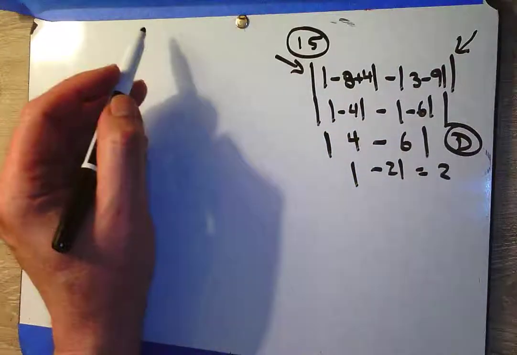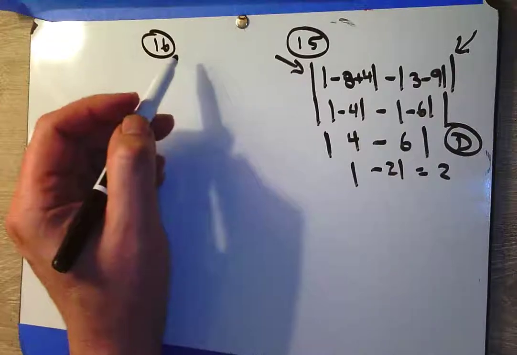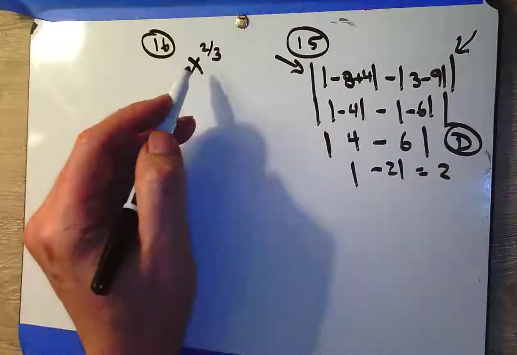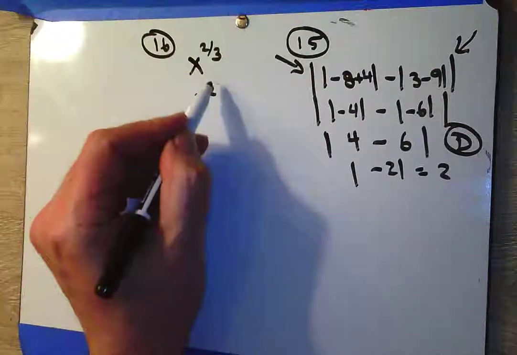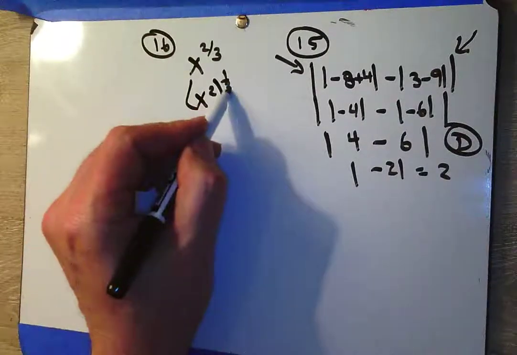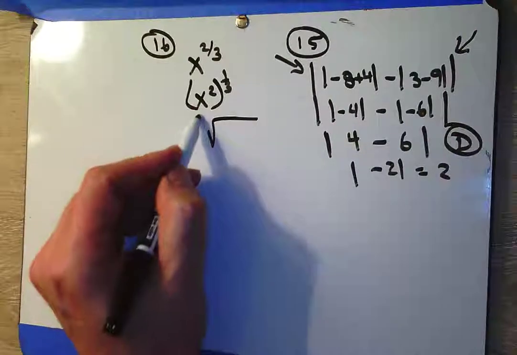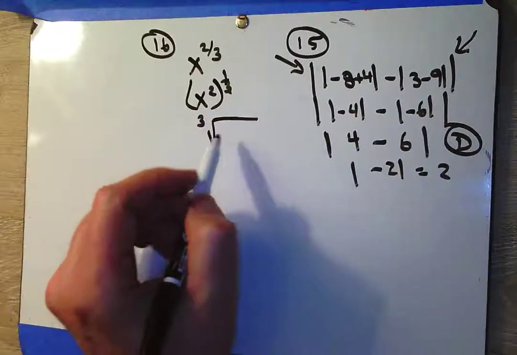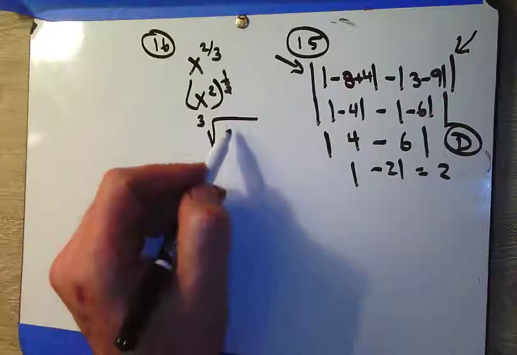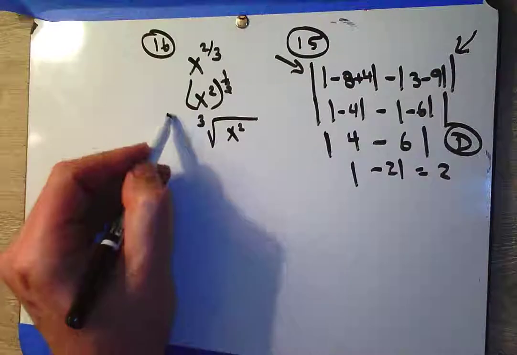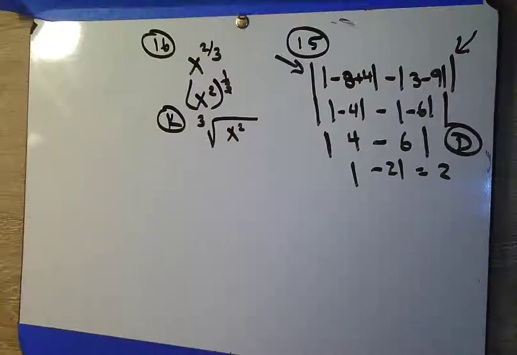Okay, which of the following expressions is equivalent for number 16 to x to the 2/3? Well, that's the same thing as x squared to the 1/3, and that's the same as the cube root, that's x to the 1/3, and under that cube root is x squared. So this is choice K. K for number 16.